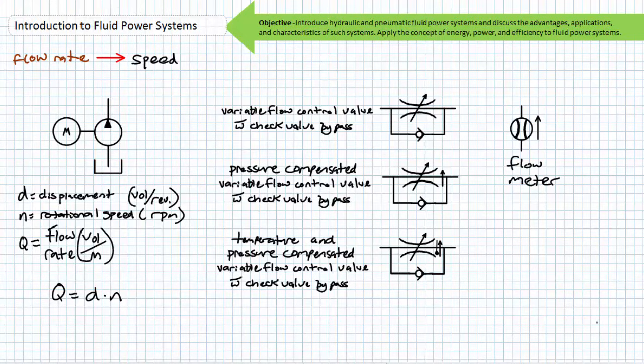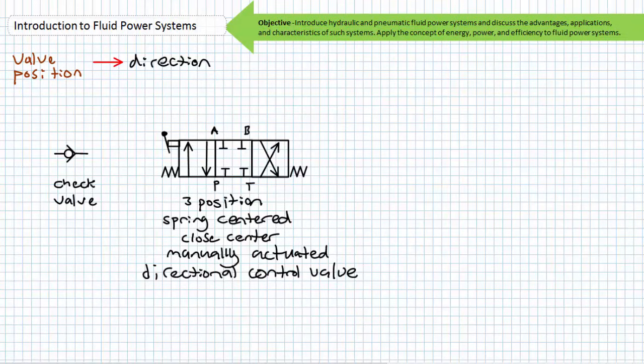Additionally, flow switches and flow sensors also exist to automatically monitor flow rate for electrically controlled fluid power systems. Finally, valve position, the property that influences actuation direction of a fluid power actuator, is governed largely by check valves and directional control valves.